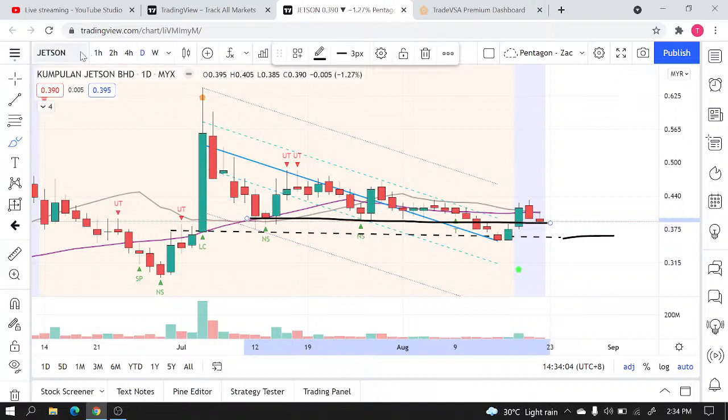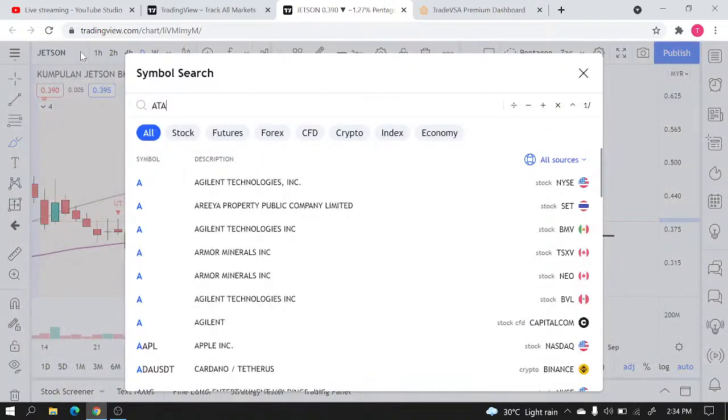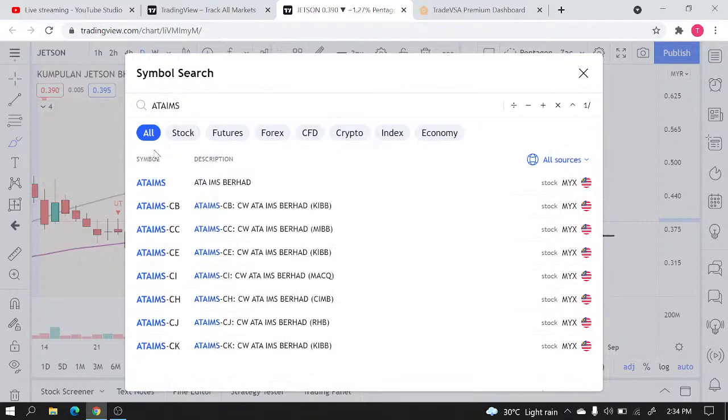But so far, Sedania, just my opinion, they haven't really gone back to the LC area. They haven't gone back to the NS area. So if given a choice, I will follow those that are within the LC and NS. Okay, all right, let's go to ATM IMS.